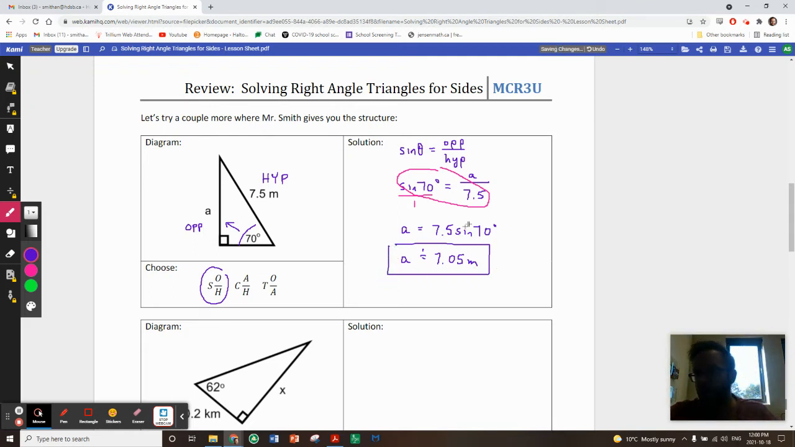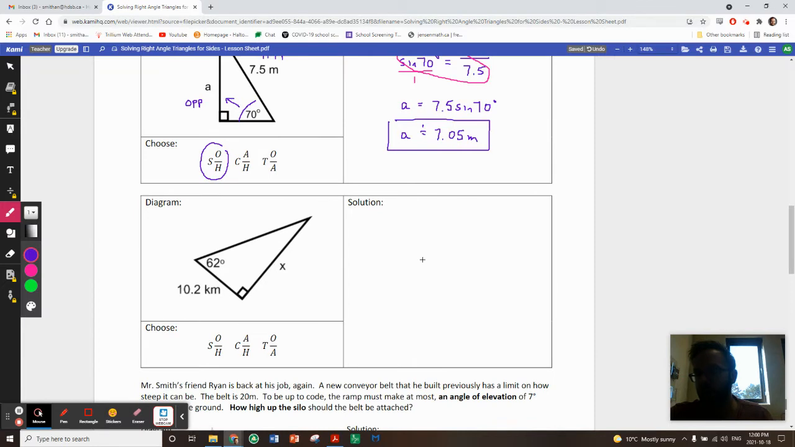All right, let's do a couple more. Again, you can probably do these on your own, but I'm just going to keep plowing through these. Pause if you need to. The first two required sine. Does this one require sine or something different? Note that the reference angle here is 62 degrees. With respect to the 62 degree angle, the side labeled X we're trying to find is the opposite side. The side adjacent to or next to the 62 degree angle is the adjacent side.